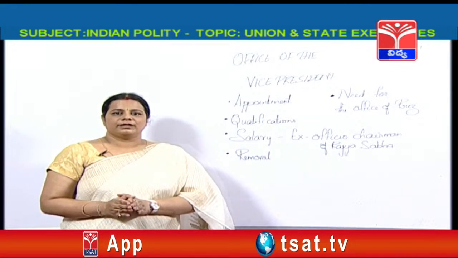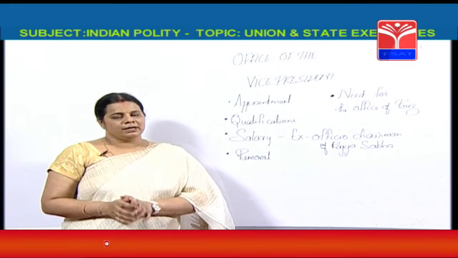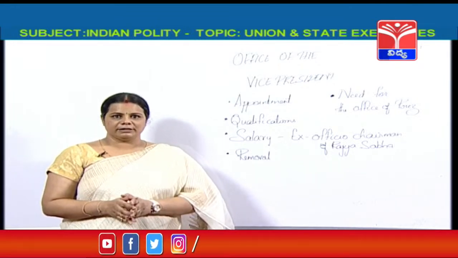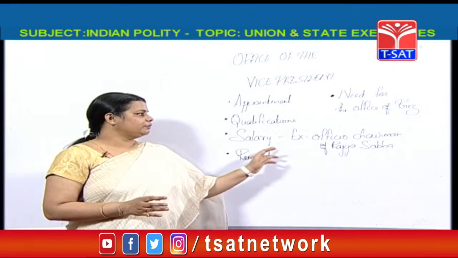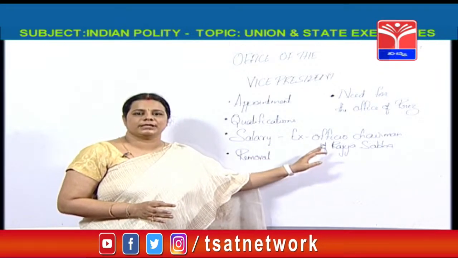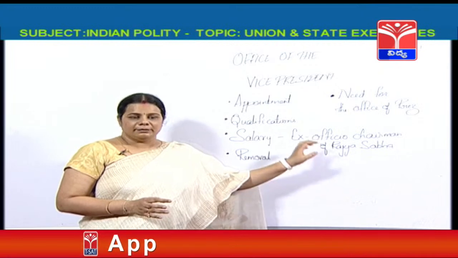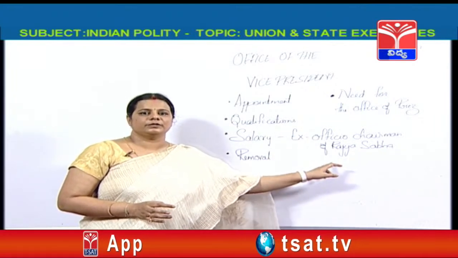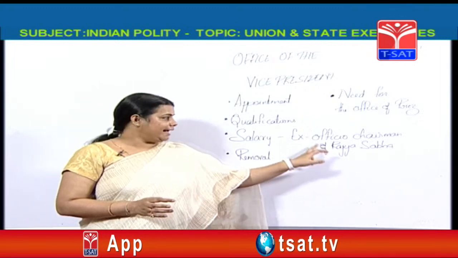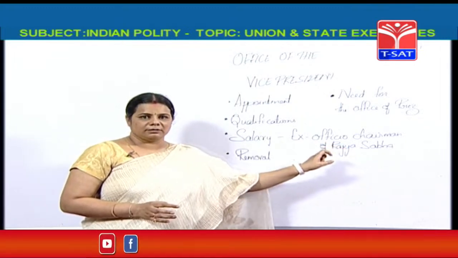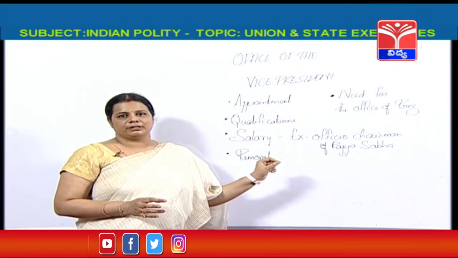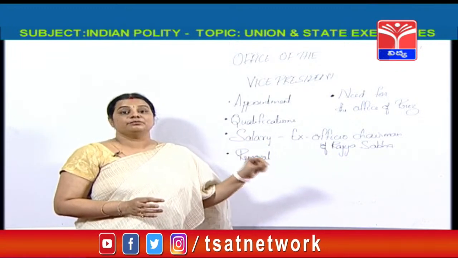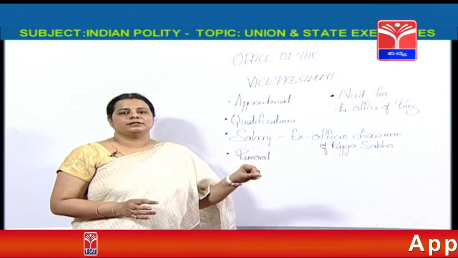The Constitution does not provide any salary for the office of the Vice President. At the same time, he has to be engaged and he should be given a payment. Andukane, the Vice President will also function as the ex officio chairman of Rajya Sabha. The meaning of this is any person who becomes the Vice President will automatically become the chairman of Rajya Sabha. Ex officio ane word enduku vaadtamante, he is not a member of Rajya Sabha, he is not elected, but he becomes the chairman of Rajya Sabha because he is the Vice President of India.